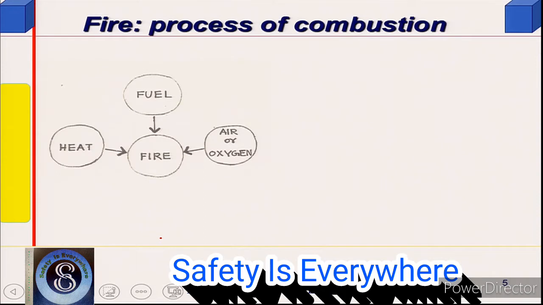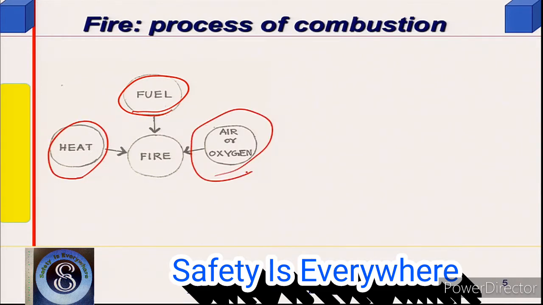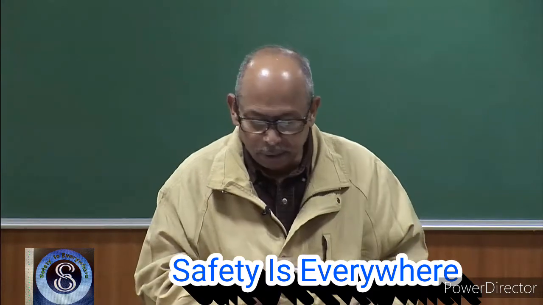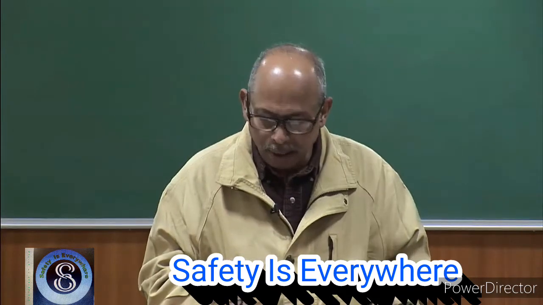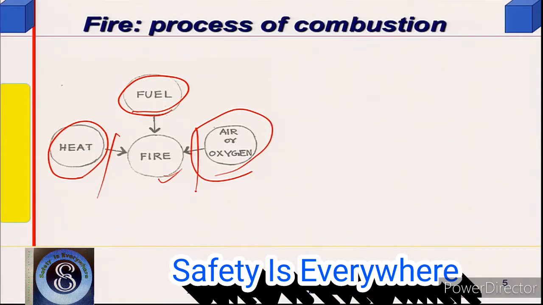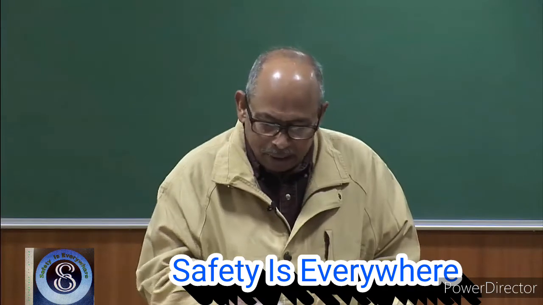So, these are the three things required for fire: the fuel, most important, heat, and air or oxygen. Air has about 21% oxygen. Therefore, these three things are essential. We will also talk about it later when we discuss suppression. If I cut any one of them, the fire will stop. So, even the fire suppression system or otherwise, the strategy comes from this.